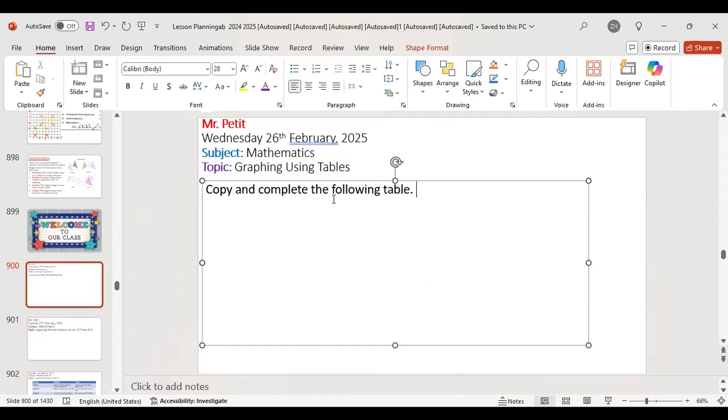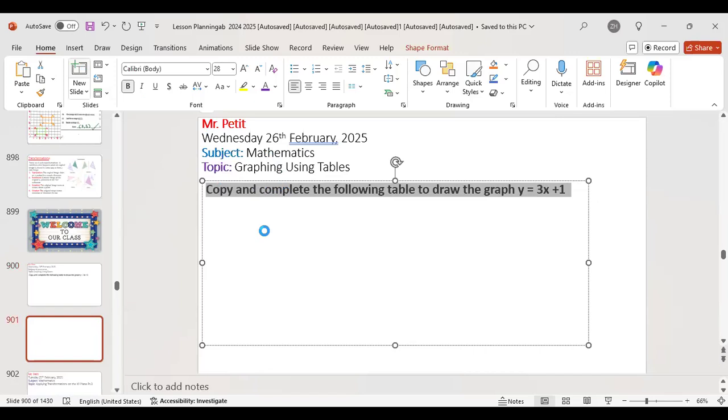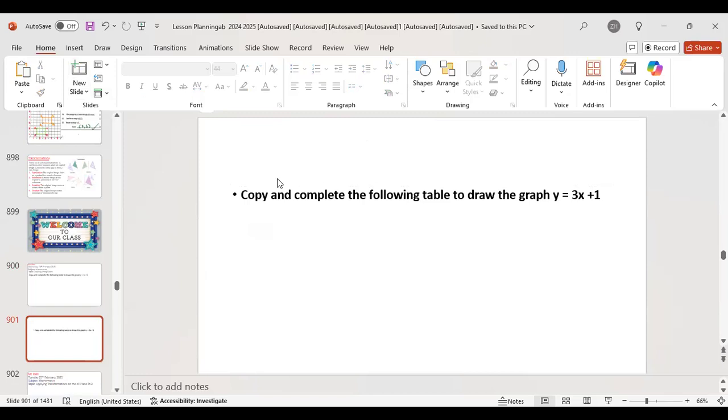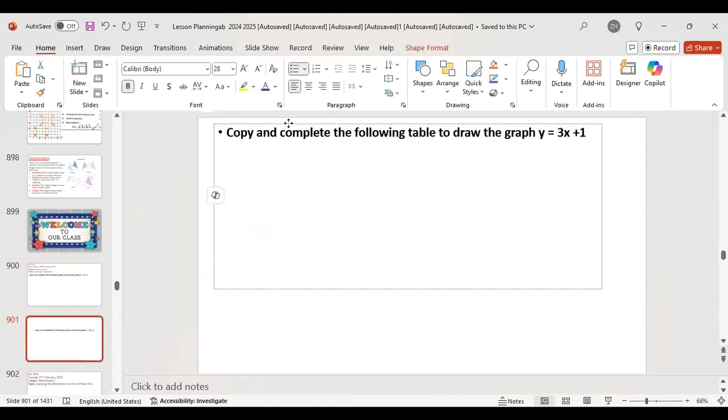So we're going to be given a table, and we have to use it to draw the graph y is equal to 3x plus 1. Okay. So that's what we're gonna do. Copy and complete that to draw the graph y is equal to 3x plus 1. So let's go ahead and do that.